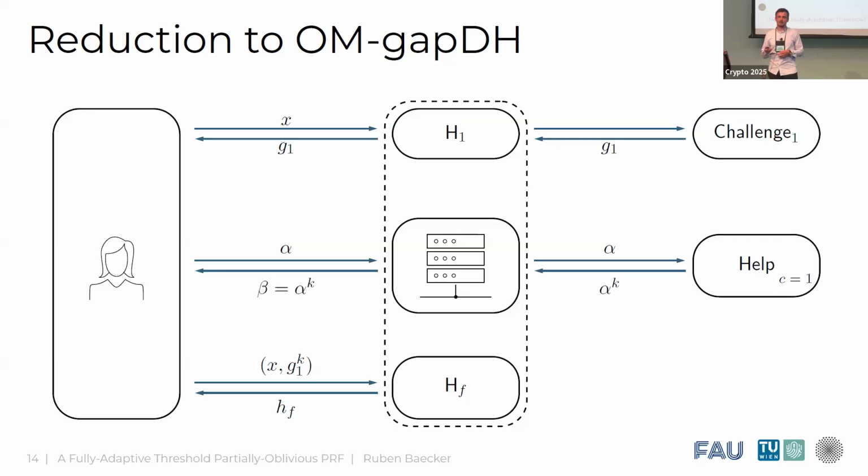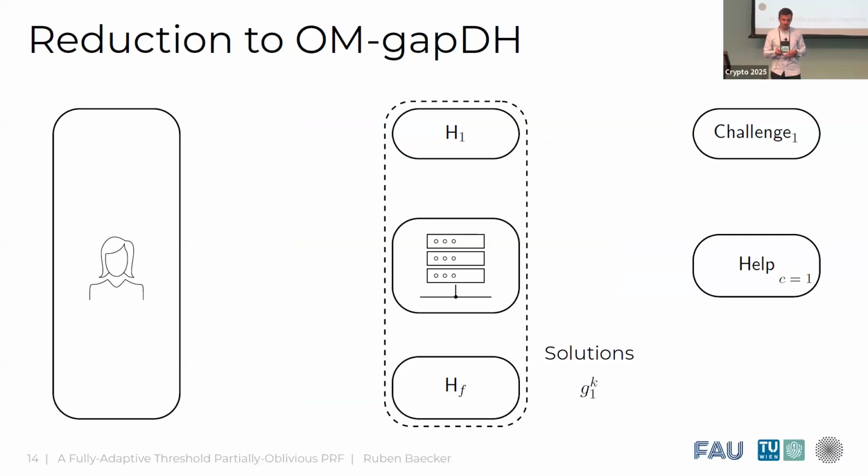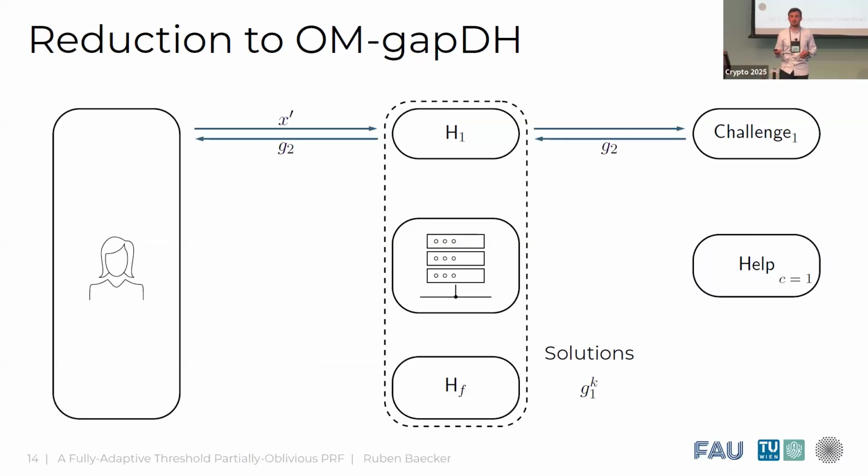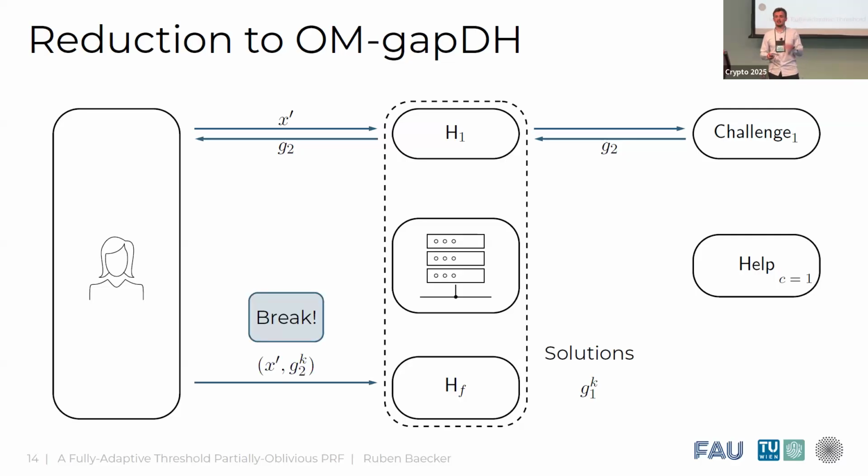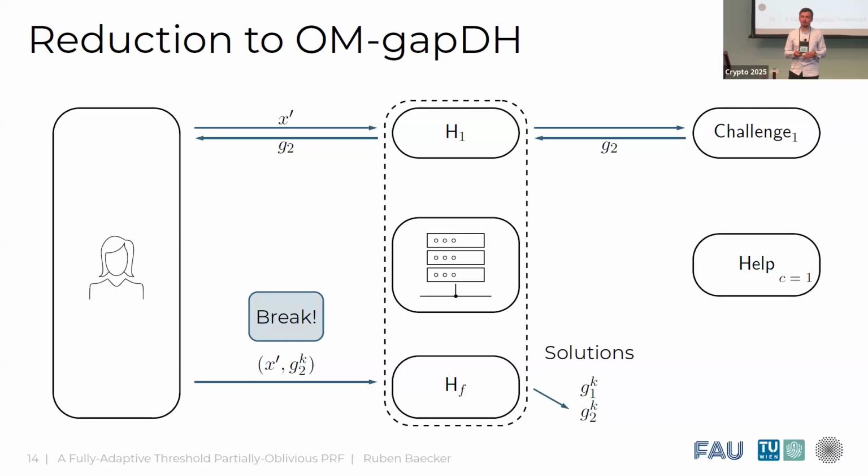So now if the client wants to evaluate the PRF on a different input, we return another challenge element. And if the client is now somehow able to obtain a solution without interaction with the server, just in a magical way, then that is a break of the pseudo-randomness. But we can extract the second solution, and because we queried the help oracle just once, we also broke the assumption.